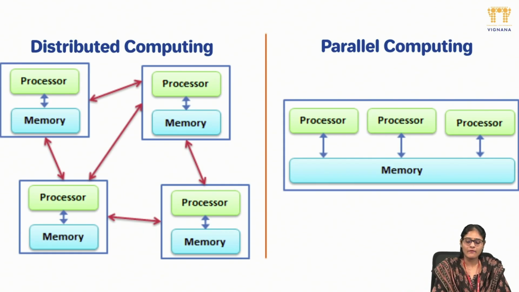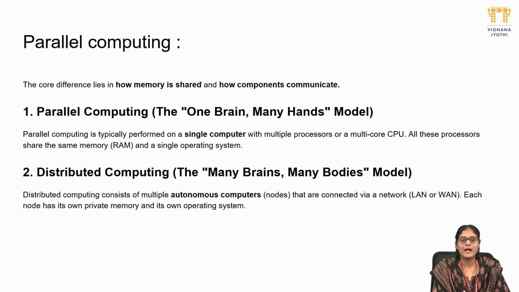And one more thing I want to discuss here is parallel computing and distributed computing. Parallel computing is nothing but the one brain, many hands model. So there will be one single computer where multiple people are working on it. Coming to distributed computing, many brains, many bodies. There are multiple people working on multiple computers.